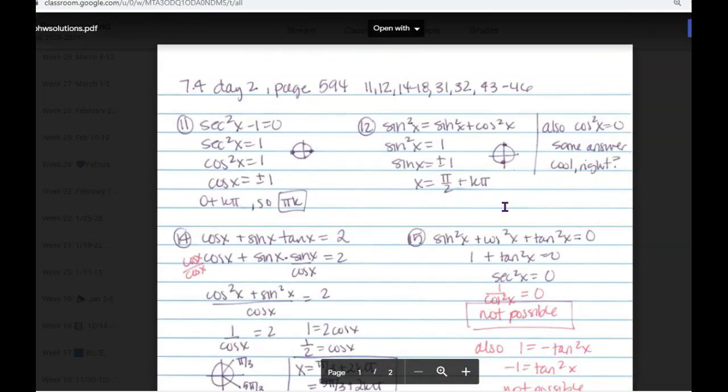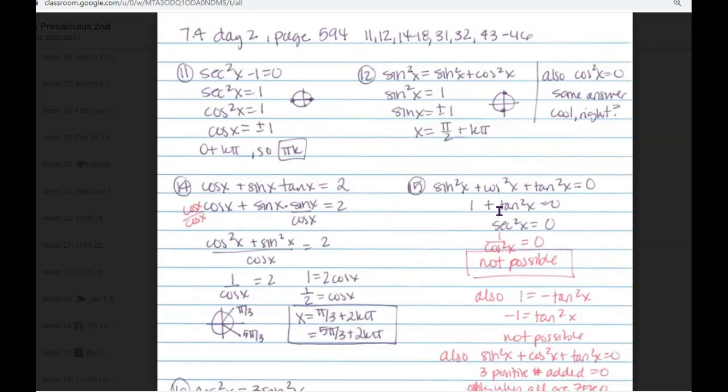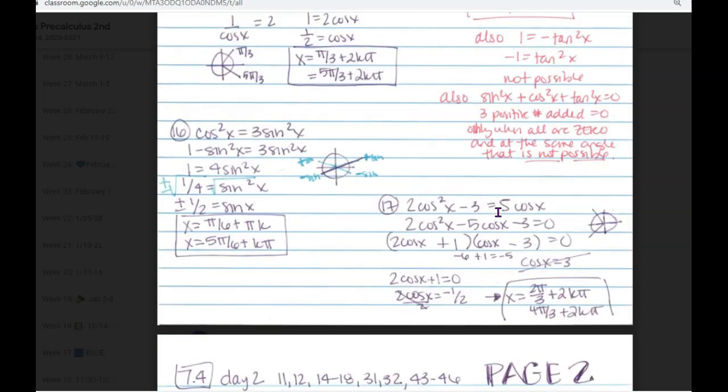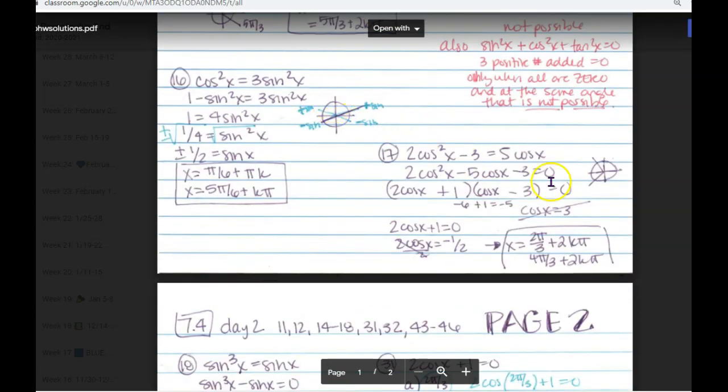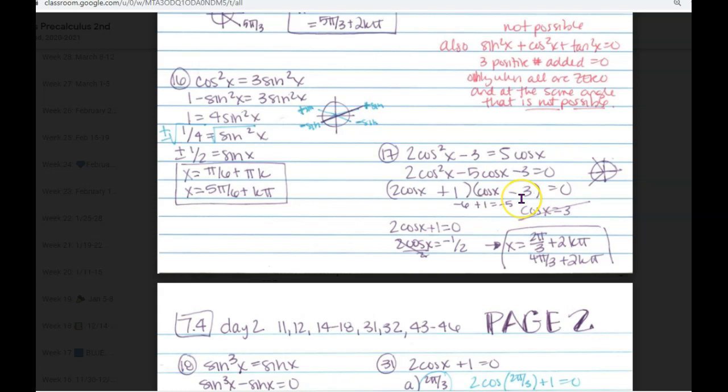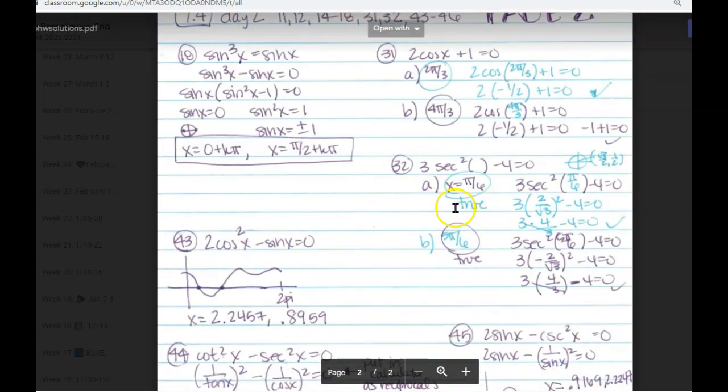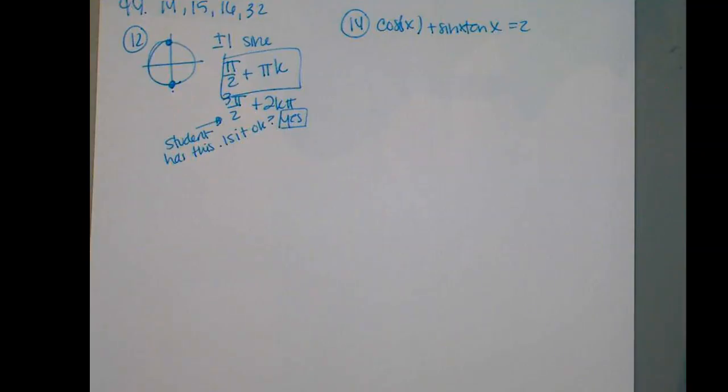This is all now posted on Google Classroom, all the solutions written out with some hopefully helpful notes and all of my tiny unit circles. We're going to look at 14, 15, 16, 32, and 44 in just a minute, so you can go back and look at all these online. Okay, so looking at 14.